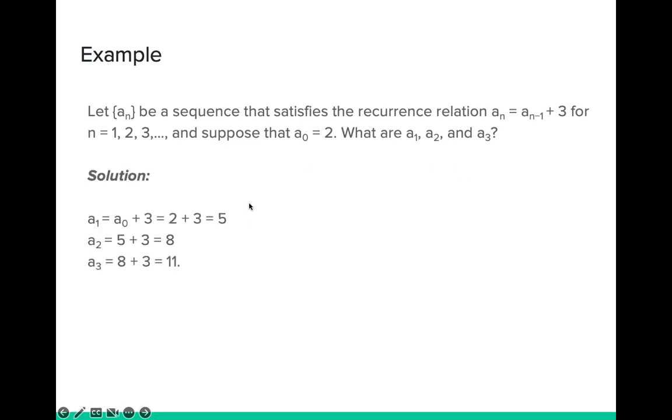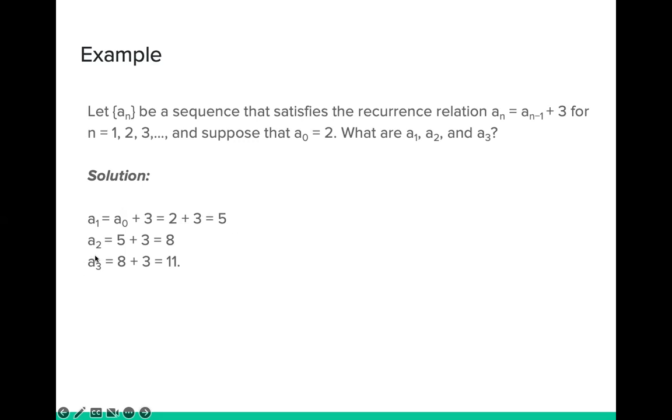So this would be the solution. We have a sub 1, where n is equal to 1. So a sub n minus 1 means subtracting 1 from n, so that means a sub 0, the previous term. This a sub 1 is expressed with its previous term a sub 0 plus 3. We know that a sub 0 is 2, so we have 2 plus 3 equals 5.